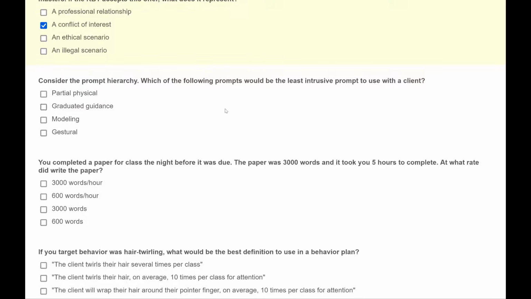That's why graduated guidance is not our answer. Partial physical and modeling are just more intrusive than gestural, full stop. Graduated guidance, however, is a type of physical prompting, right? You're fading quickly again. You're still providing physical prompts. So of these, if we consider the prompt hierarchy, which of the following will be the least intrusive prompt used with a client? It's going to be D, gestural.